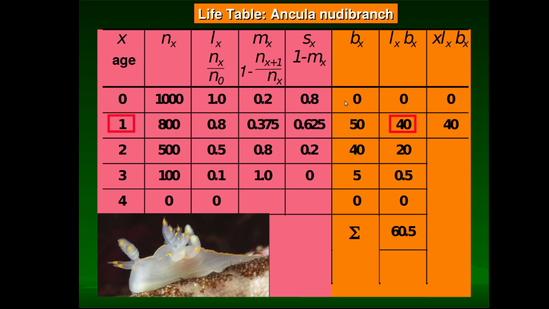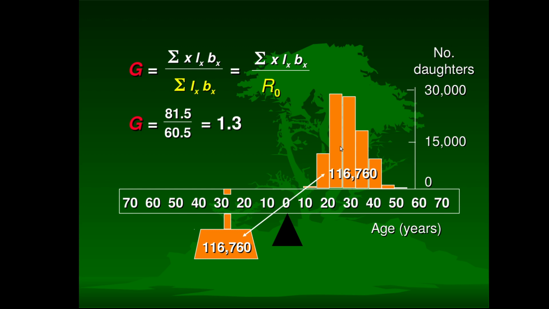And we multiply x by lx bx. So 1 times 40 is 40, 2 times 20 is 40, 3 times 0.5 is 1.5. I got 0 here, then we add them all up, that's 81.5. Then we divide that 81.5 by the net reproductive rate, and we get 1.3. That's the generation time for our nudibranch, 1.3 months.